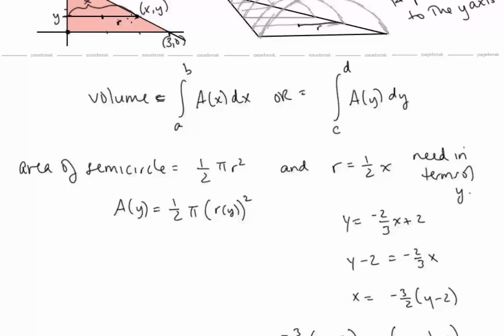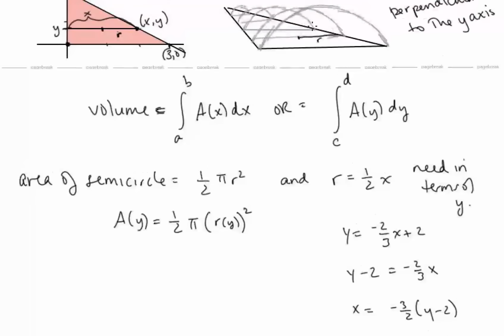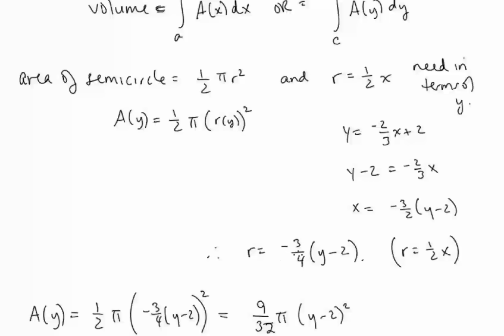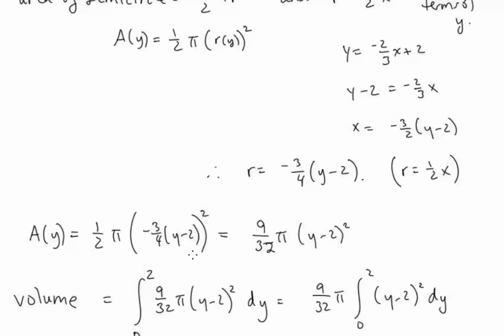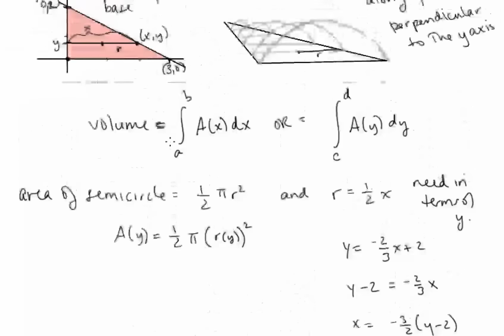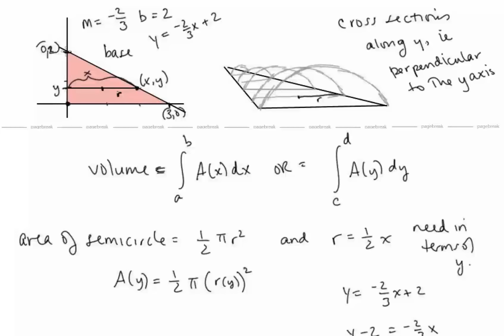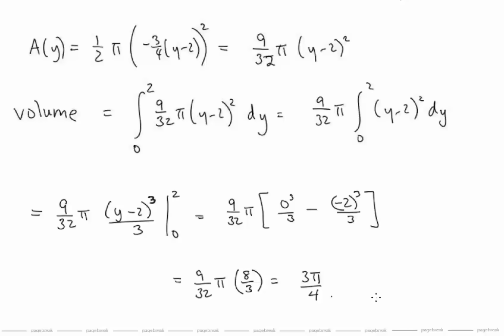Notice that the radius that we need for our semicircle is 1/2 of x. So r is -3/4 times (y minus 2). So our area of the semicircle, 1/2 pi r of y squared, looks like this. And so we simplify a little bit, we get 9/32 pi times (y minus 2) squared. And we're integrating over the y values from 0 to 2. And so we get 3 pi over 4 as the volume of our solid.